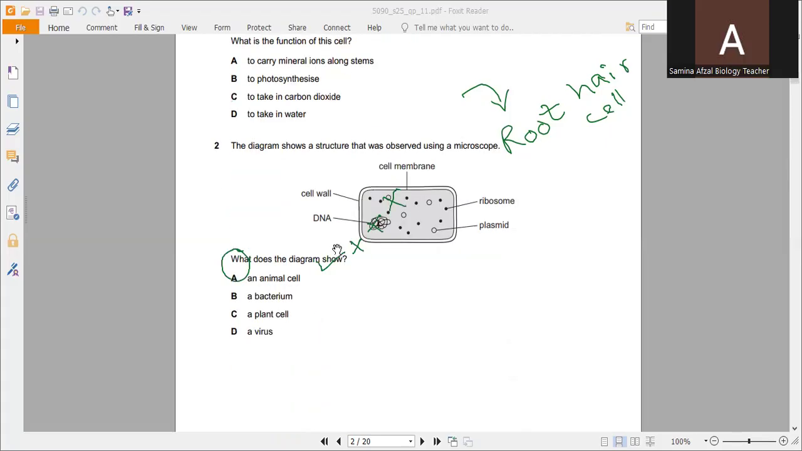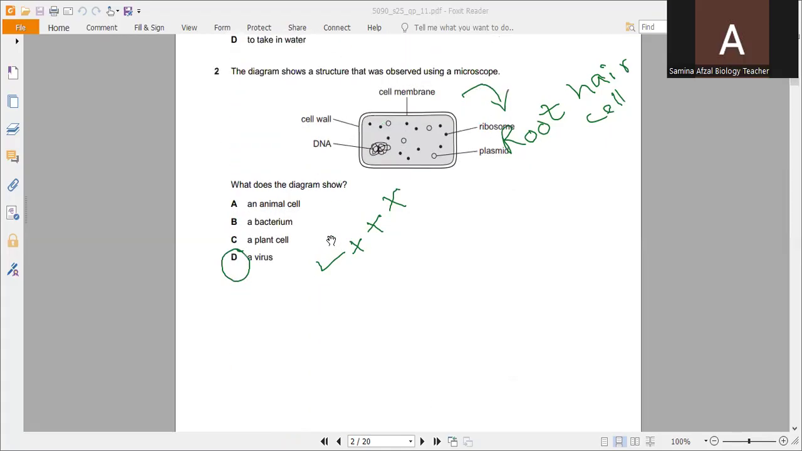Now, question number 2. The diagram shows a structure that was observed using a microscope. You can see a cell wall, cell membrane, DNA as a plasmid, circular DNA, and ribosomes, but the nucleus is absent over here. So what does the diagram show?